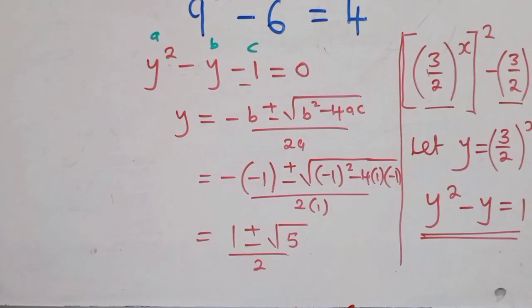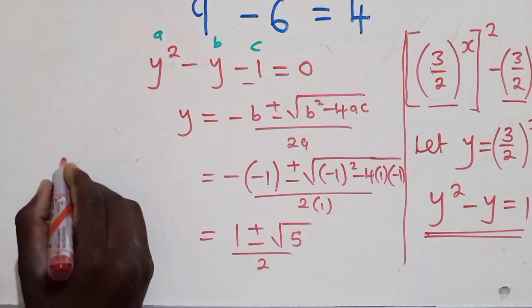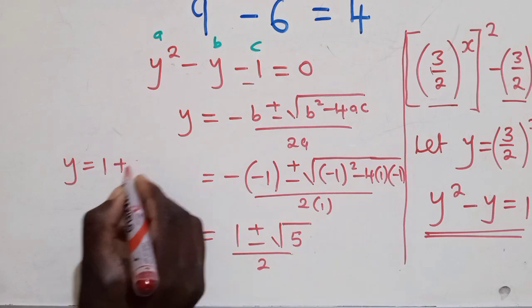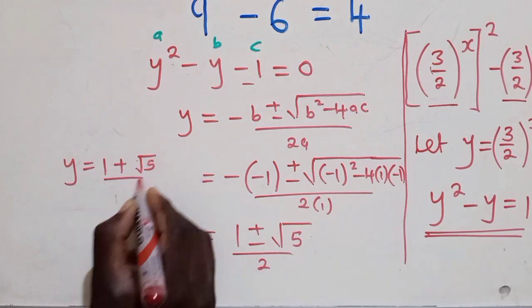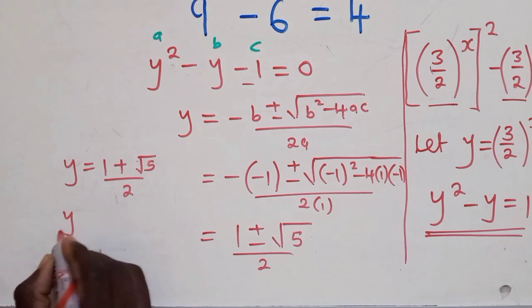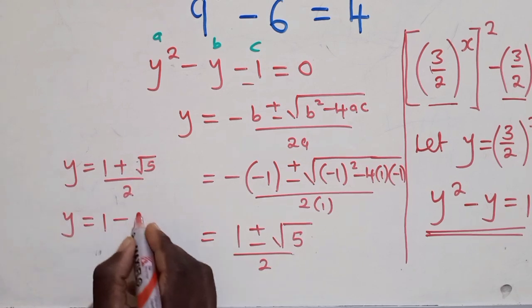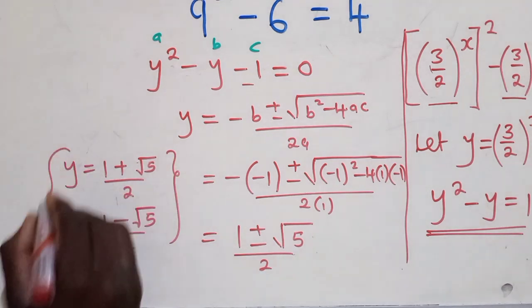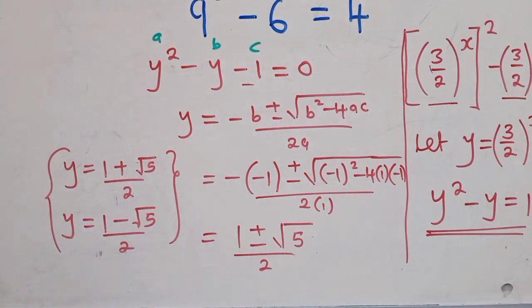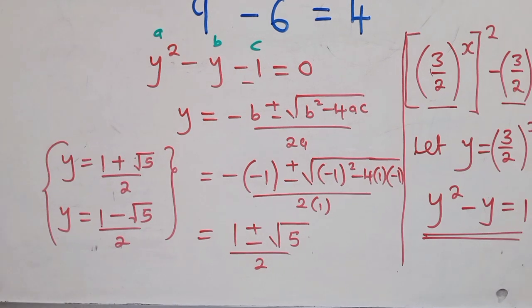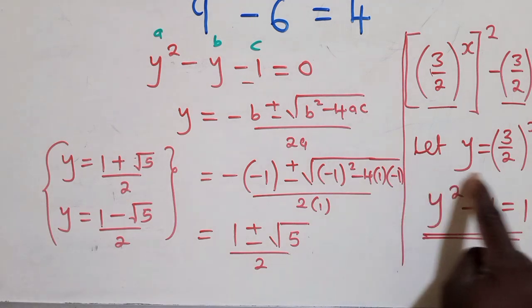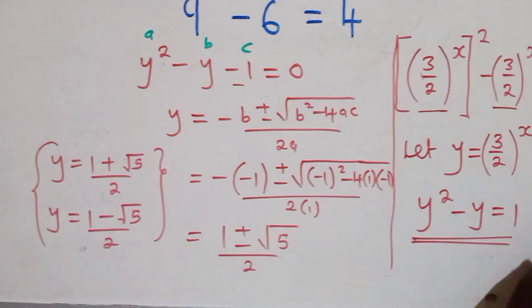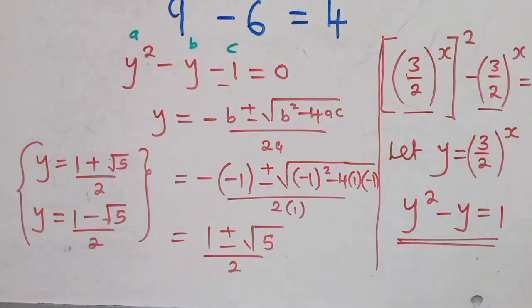So we shall have two y values. The first y value will be y is equal to 1 plus root 5 over 2. The next one will be y is equal to 1 minus root 5 over 2. So these are the two y values. But what do we need? We need the x value. So to get the x value, we will come back to where we said let here, this point. That's why I said this is very important.